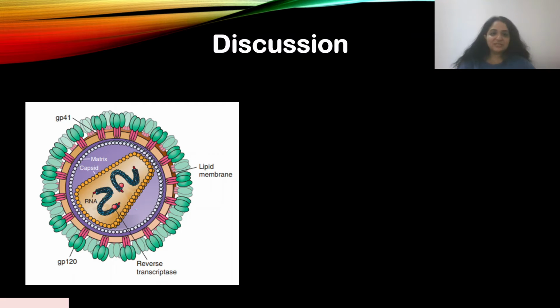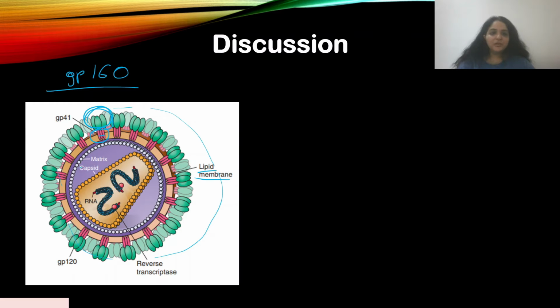So now this is an enveloped virus. You can see this whole envelope here. There's a lipid membrane, and there are glycoproteins here. You have GP41, which is the pink part here, and there is GP120, which is the green part here. Together GP41 and GP120 form the protein GP160.